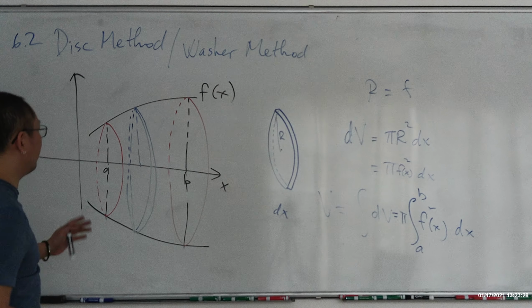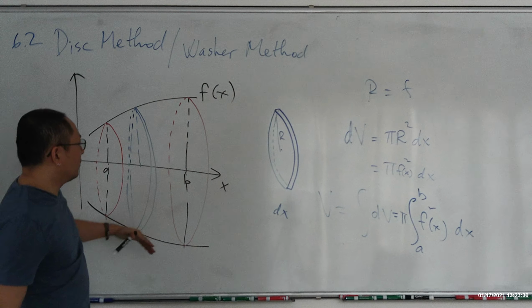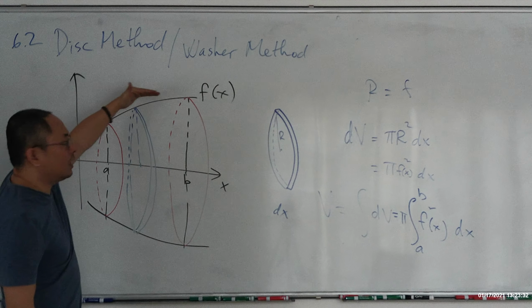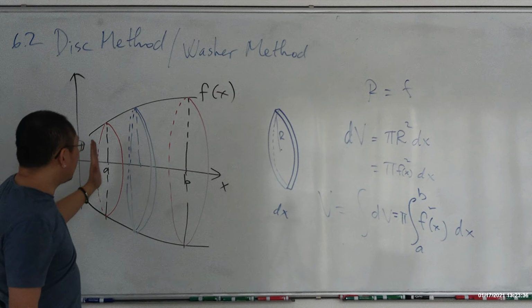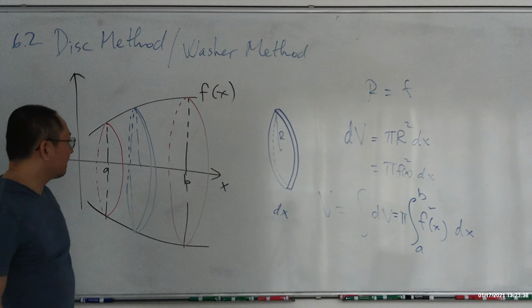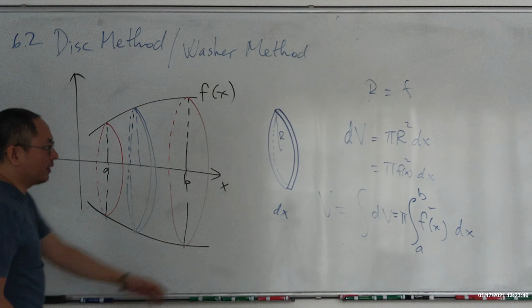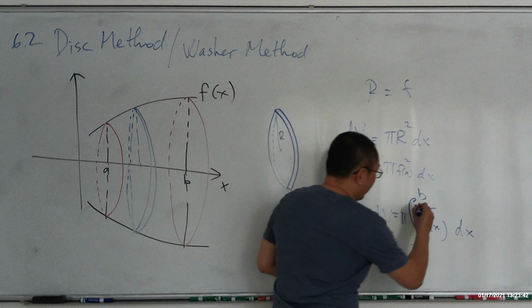And this is going to be the volume of the solid region when you rotate the function f around the x-axis when x runs from a to b. Make sense? Okay, so actually this is the formula in the book, and this is my square thing.